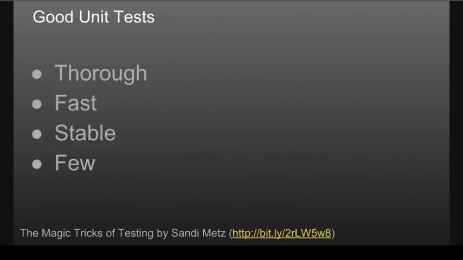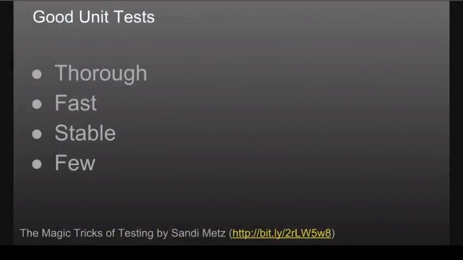So I swiped this list from The Magic Tricks of Testing by Sandi Metz, which is actually a Ruby talk. Don't hold that against her, it's an excellent talk. You basically want your unit tests to be thorough. You want them to cover a decent amount of your code. You want them to be fast. Your unit tests should not be overly complicated. They shouldn't be calling a lot of heavy resources. They shouldn't have a lot of branches. They should be stable. You should expect to get reasonable inputs and outputs out of the test. And they should be few.